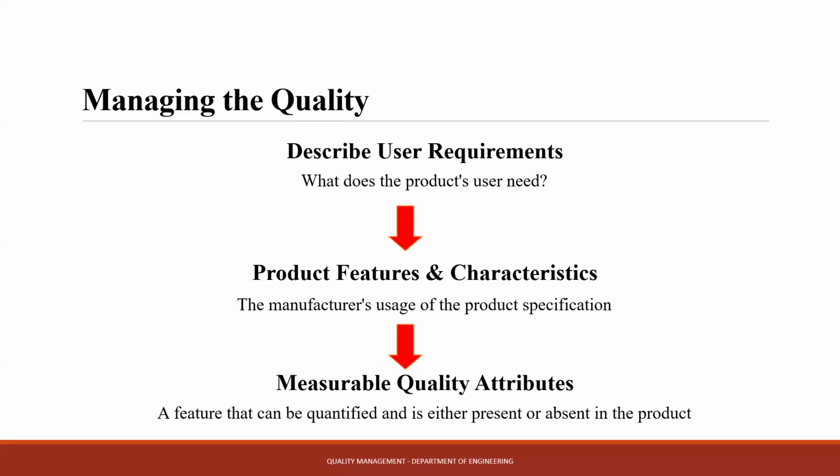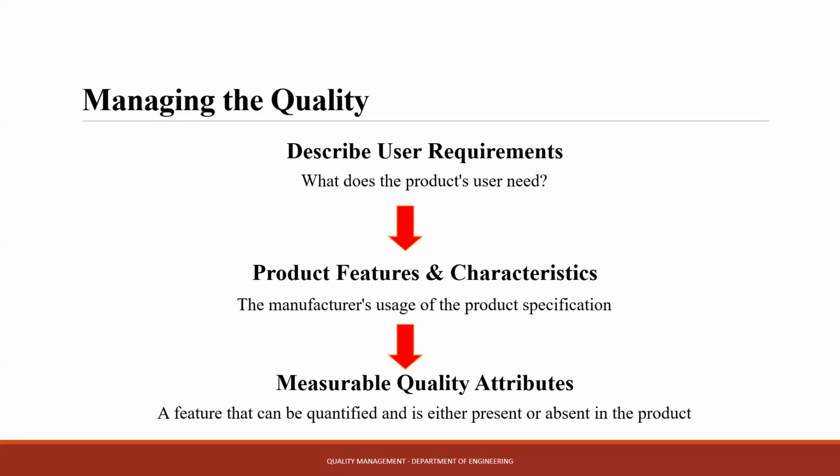Then the second step is product features and characteristics. The manufacturer's usage of product specification. Product features and characteristics refer to the specific aspects of the products that define their functionality, their appearance, their usability, and so on. That is how we explain the product specification. This may include elements like the size of the product, the color of the product, the performance of the product, and the weight of the product. Likewise, we can add the features and characteristics.